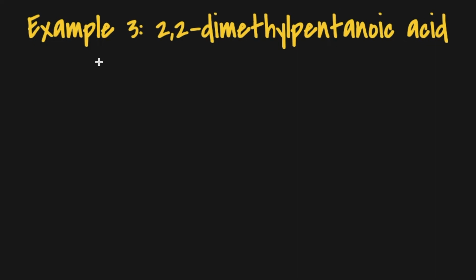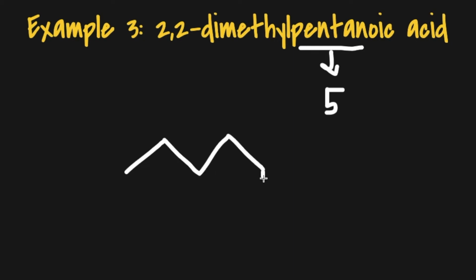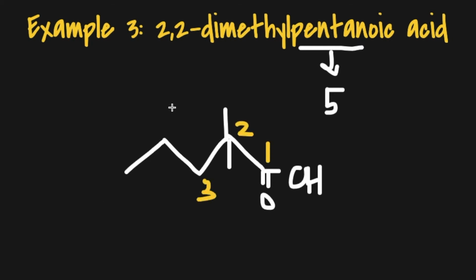Third example is 2,2-dimethylpentanoic acid. Pentane indicates that there will be 5 carbons in the parent chain. There's no location number indicating where the carbonyl and hydroxyl group in the acids are found because acids are always terminal and can be drawn on either side. Once the main chain is drawn, we need to draw the substituents. There's 2,2-dimethyl, indicating that there's 2 methyl groups connected to the second carbon. Finally, we can check our work by numbering the chain and everything matches the name.